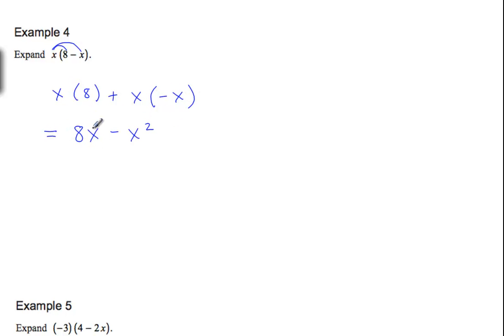And one last thing, this is just convention. We normally put the greater power in front. So we would actually write this as negative x squared plus 8x. Okay, x squared is greater than x.